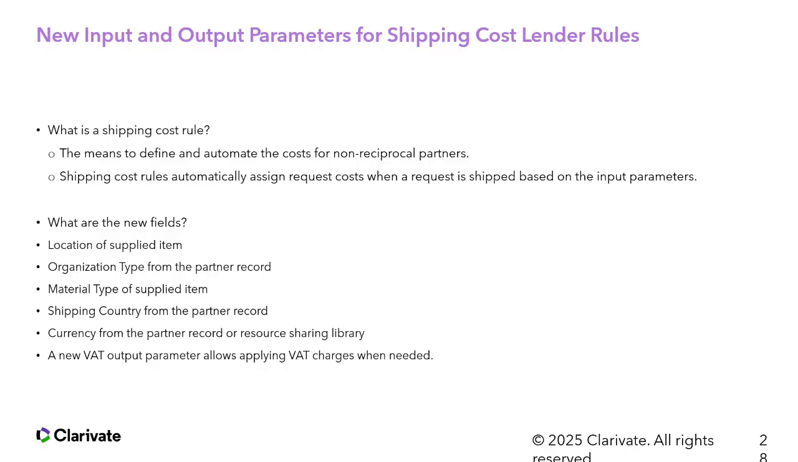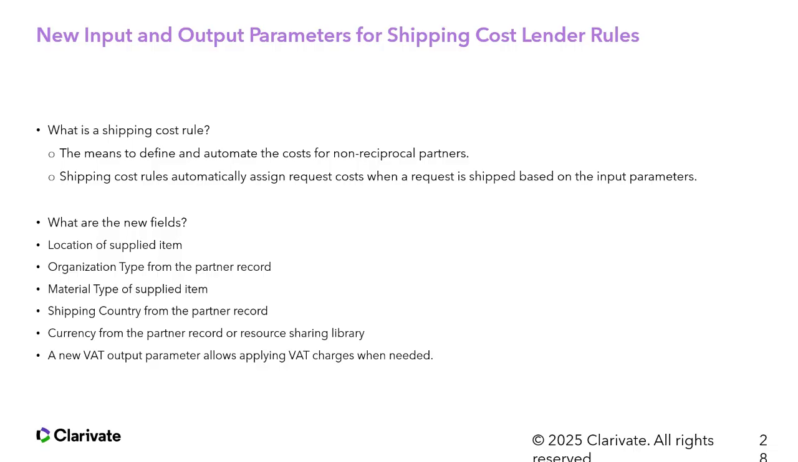And then moving back into thinking a bit about lending configurations that support your lending workflows. There are new parameters available to libraries to configure in their shipping cost rules. So first off, what is a shipping cost rule? It's the means to define and automate the costs that you assign to your request for your non-reciprocal resource sharing partners. So your pods today are reciprocal. So this is for thinking about working as a lender to those non-reciprocal partners beyond your pods.